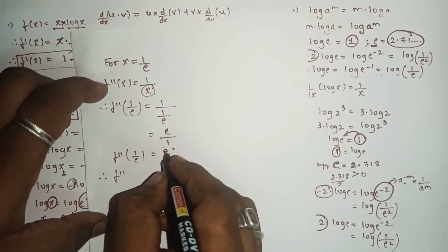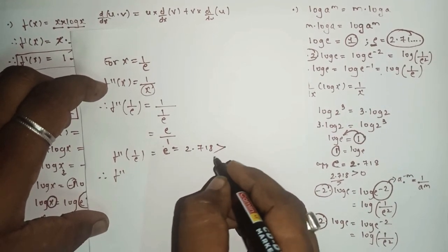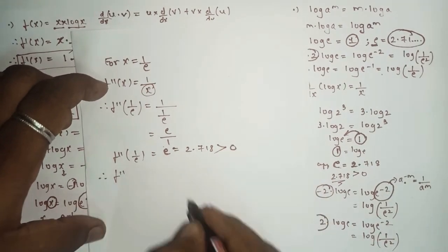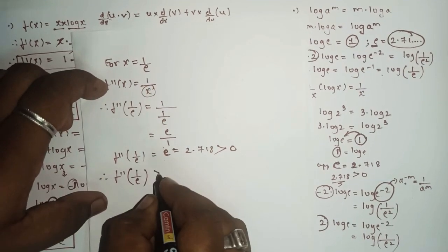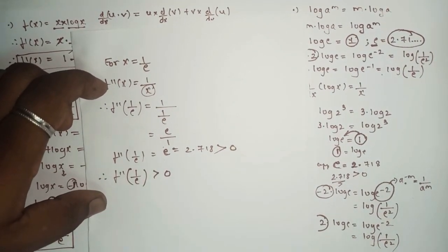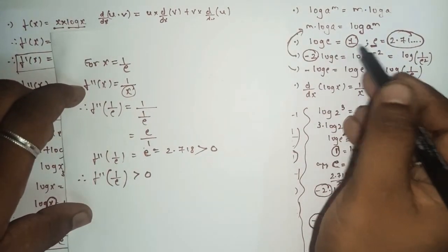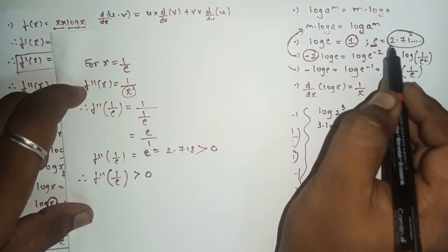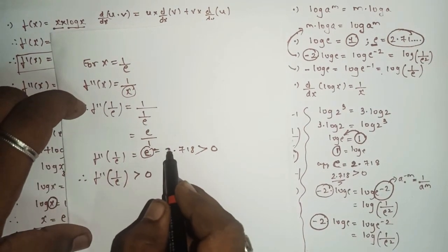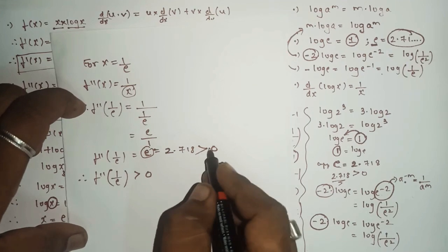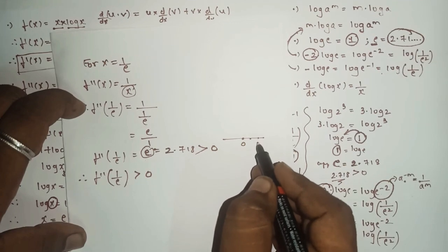So here if I replace this e by 2.718, clearly we can see that it is greater than 0. If the value of the second derivative after putting the value of x is greater than 0, then the function is minimum. Just now I explained that the value of log e is 1, and the approximate value of e is 2.718. So if we replace this e by 2.718, clearly we can see that it is a positive value.